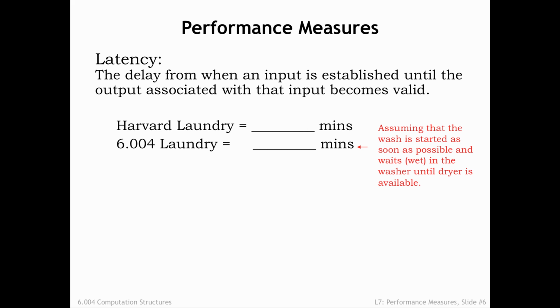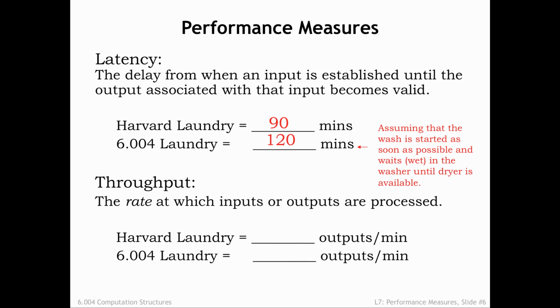We see that there are 2 interesting performance metrics. The first is the latency of the system, the time it takes the system to process a particular input. In the Harvard laundry system, it takes 90 minutes to wash and dry a load. In the 6004 laundry, it takes 120 minutes to wash and dry a load, assuming that it's not the first load. The second performance measure is throughput, the rate at which the system produces outputs.